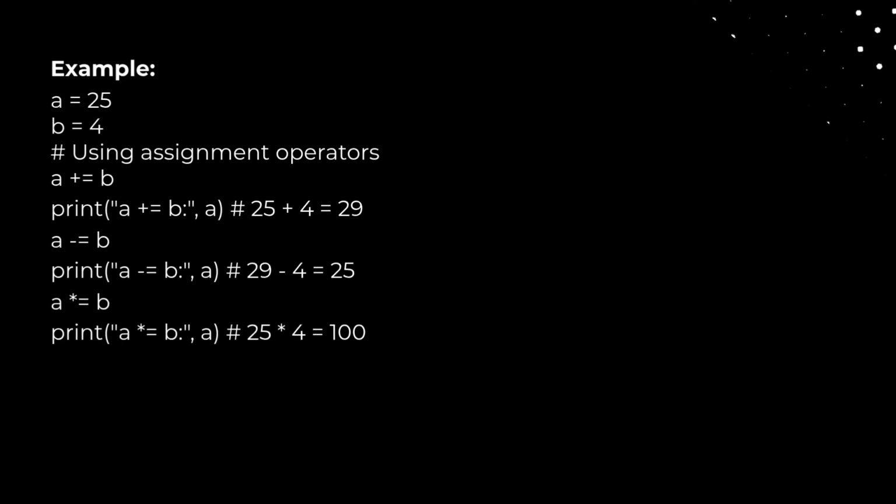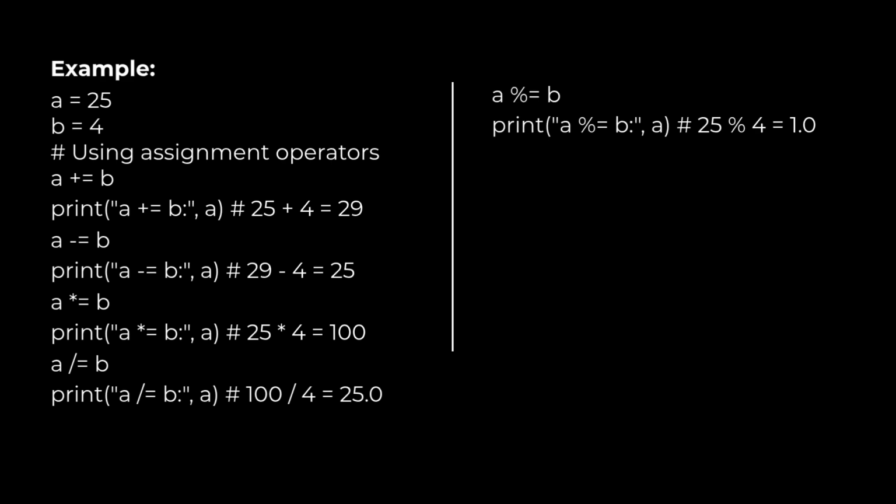For multiplication, A asterisk equal to B. 25 multiplied by 4 is equal to 100. For division, A slash equal to B. That is 100 divided by 4 is equal to 25. A modulus equal to B. That is 25 modulus 4 is equal to 1.